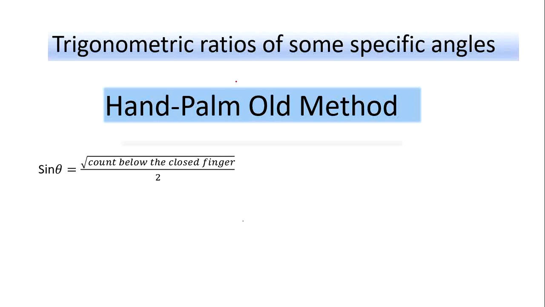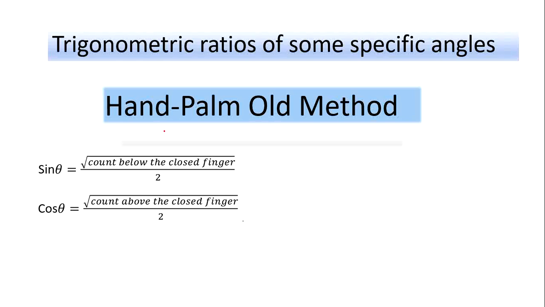First is sine theta. If you want to find sine of a specific angle from 0 degree to 90 degree, you have to just remember this. It is obtained by the under root of the count below the closed finger, divided by 2. That means whichever finger you are going to close, either thumb, little finger, or middle finger, based on the specific angle you require, you check the count of fingers below that closed one, and the value should be divided by 2.